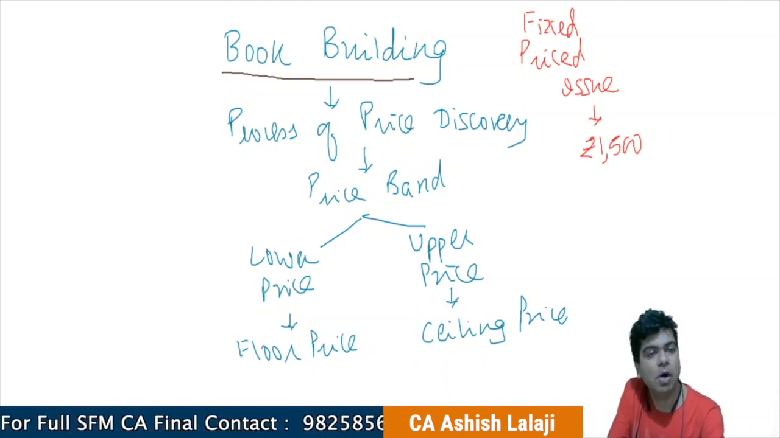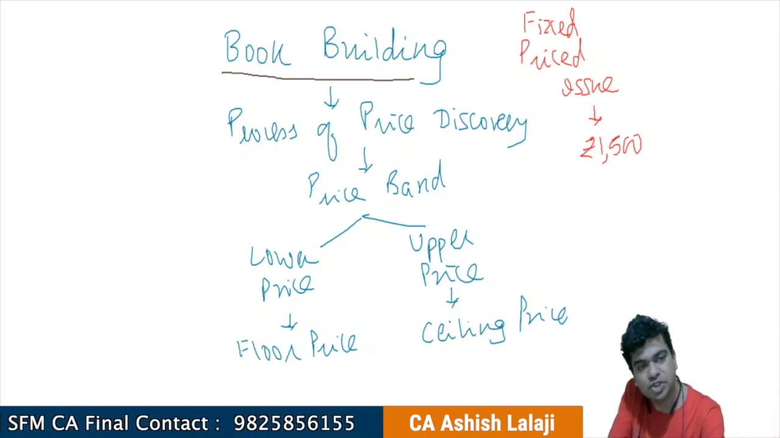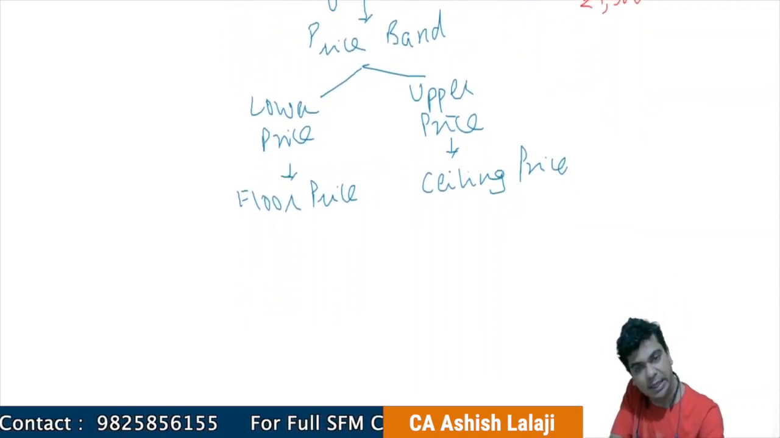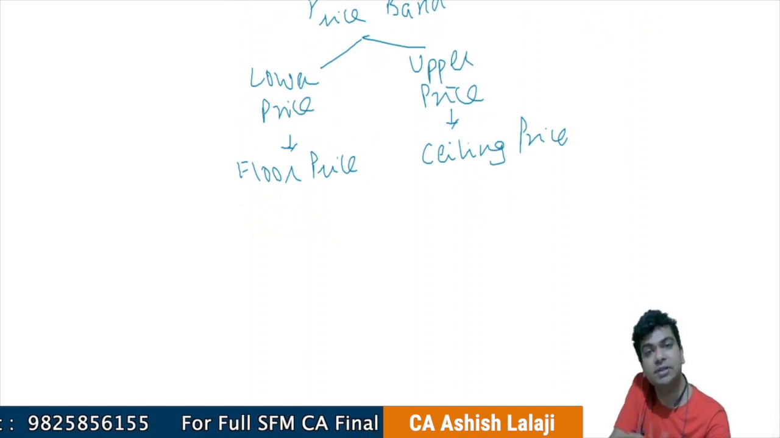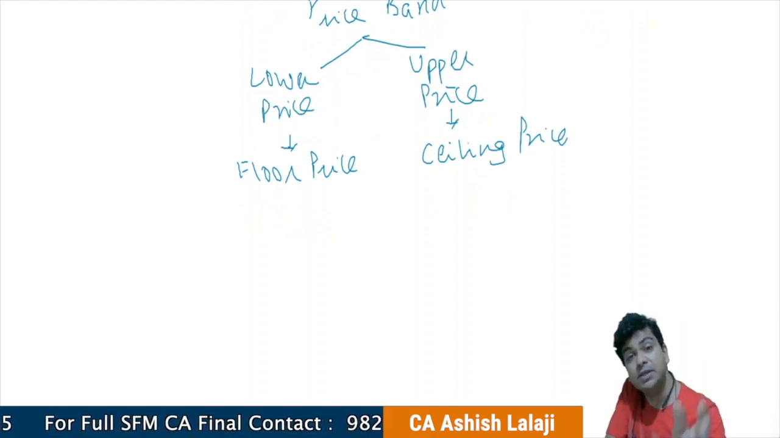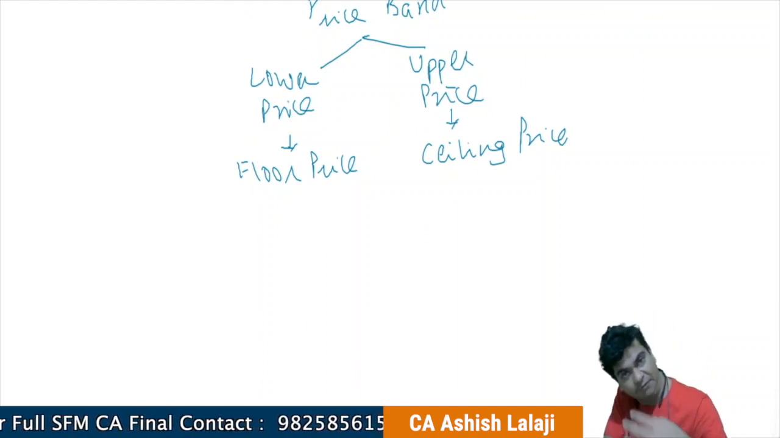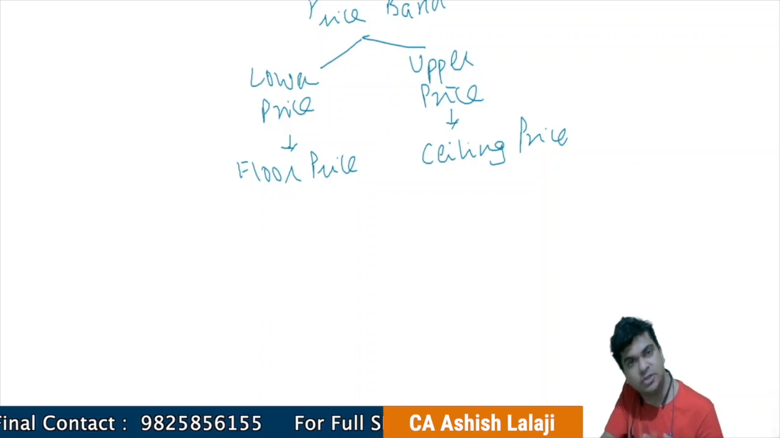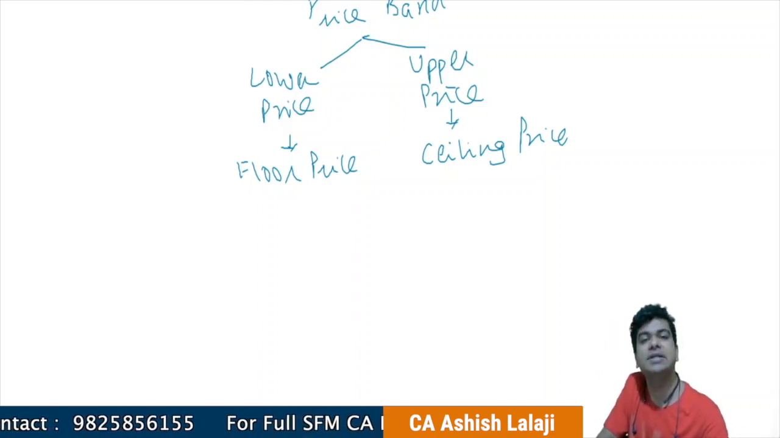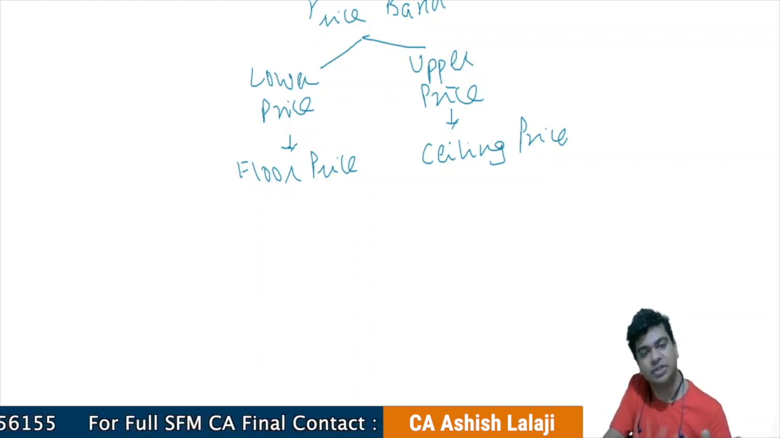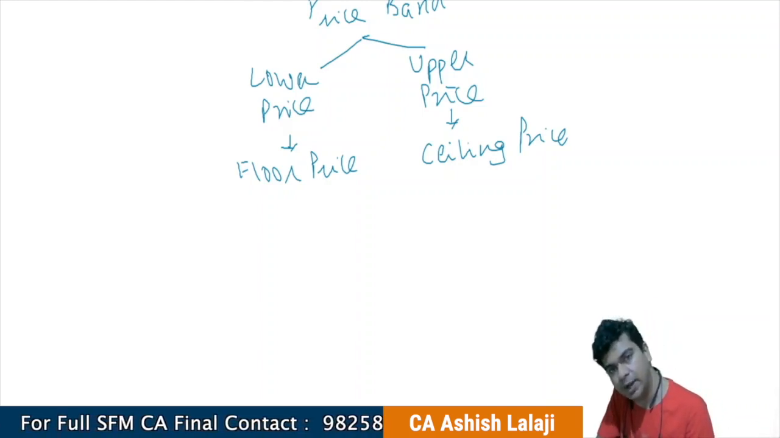So let us say you are an investor interested in this particular share. You want to apply for the shares, then you have to apply within this price band. That's what I was saying. If your company is not that popular, or if your company's business prospects are perhaps not that good, it's quite possible that investors are still interested in your shares, but they will bid at the lower range. They will bid at the floor price.